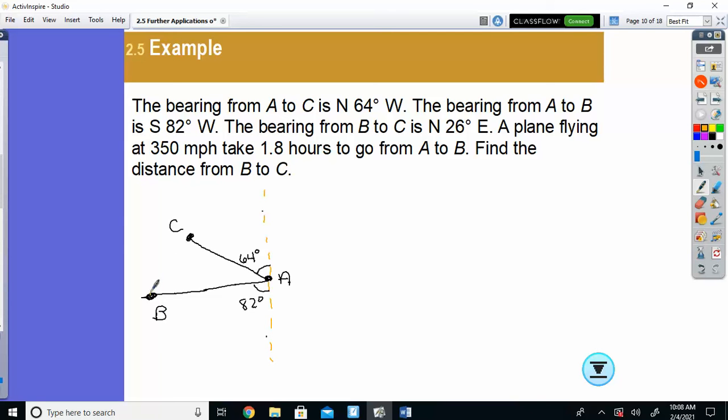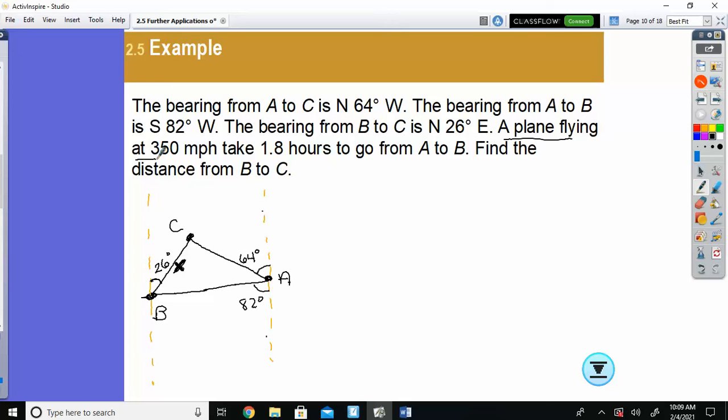But if I'm measuring bearing from B, I need a north-south line at B. To get to C, we're going to go north 26 degrees east. So this angle here is 26 degrees. Find the distance from B to C. So we are looking for this side, right here.